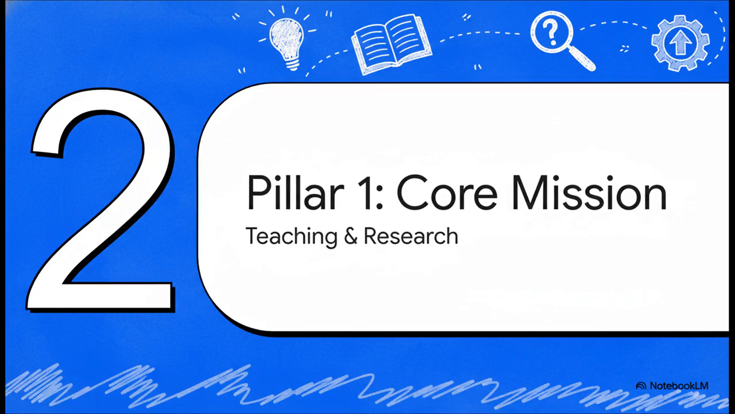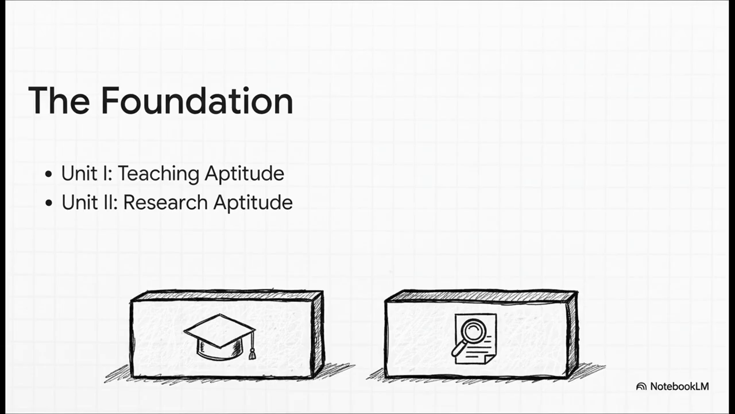Pillar 1 gets right to the heart of it all. This is the core mission of the NET exam. It deals directly with the skills you're absolutely going to need as a future teacher and researcher in higher education. And no surprise here, this pillar is built from Unit 1, Teaching Aptitude, and Unit 2, Research Aptitude. These 2 units are really the bedrock. They define the main roles this exam is actually preparing you for.